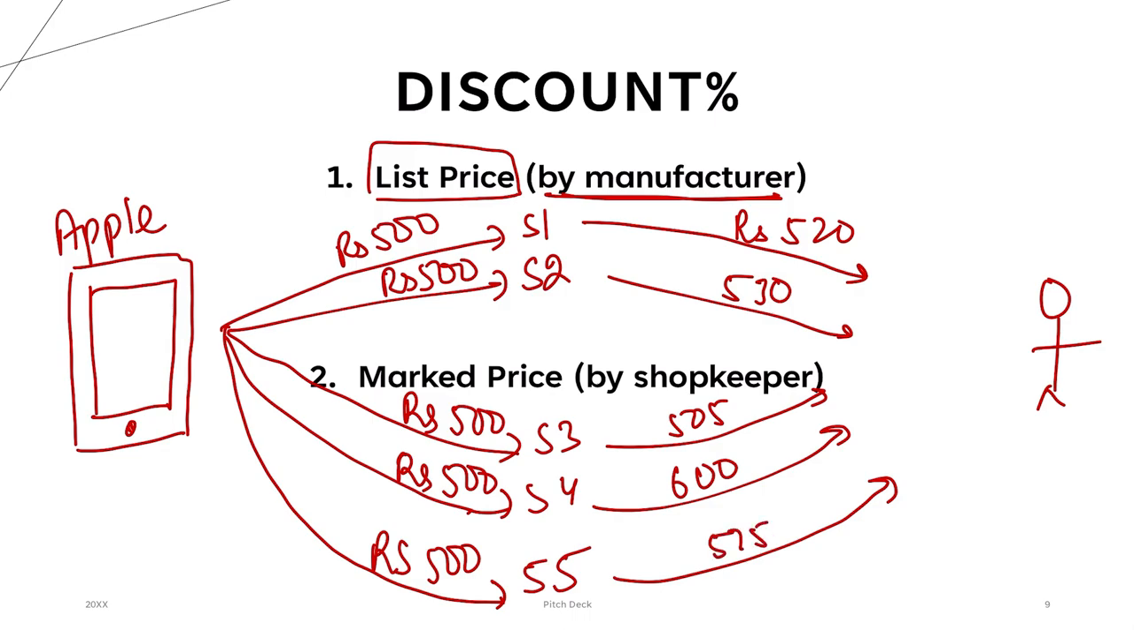So each shopkeeper decides their own mark price, or MRP, the marked price. Whatever you see on the Amazon page for each seller, that is their marked price, decided by the shopkeeper. Now it's the customer's choice; he could buy it at any price he wants. If you are a customer, obviously you will find this 505 rupees one the most attractive. So this is where the marked price comes in. Shopkeepers have to be very smart to keep it at the right value, so that the price is attractive to the customers.